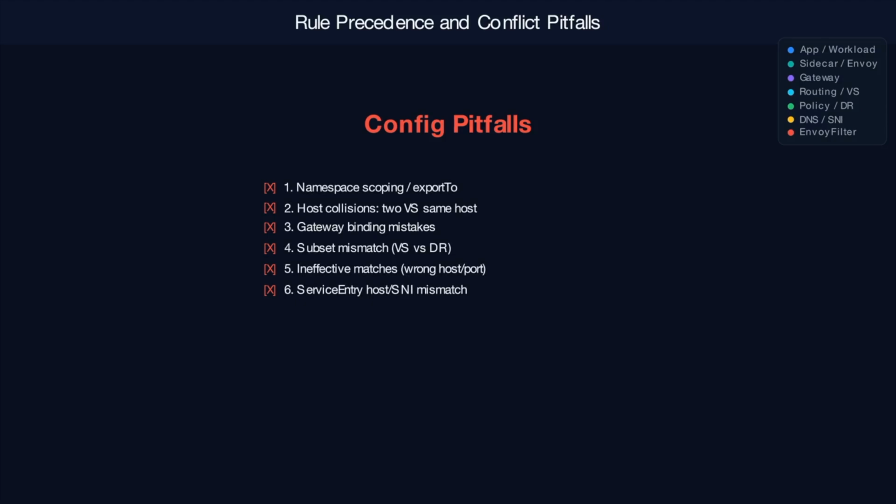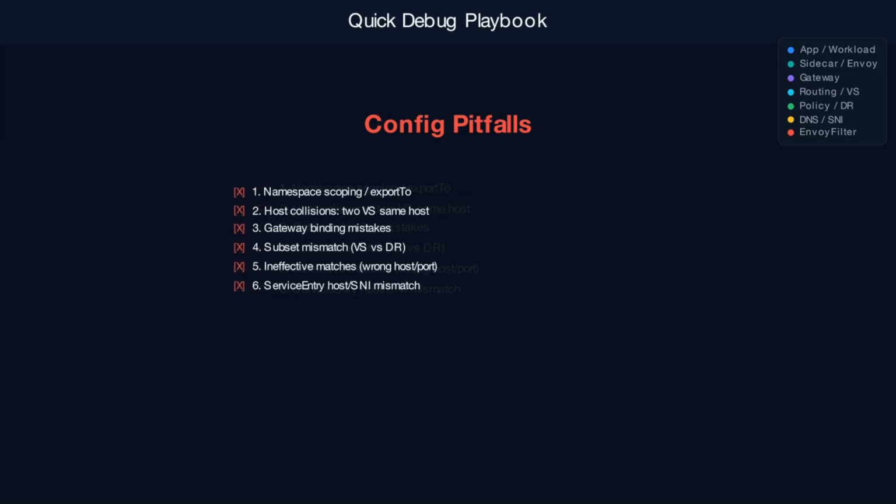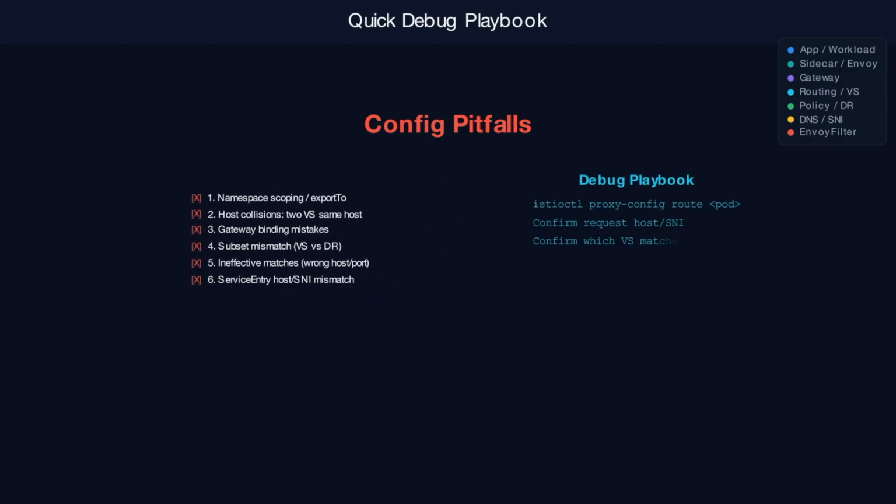Third, gateway binding mistakes. A virtual service not attached to the right gateway. Fourth, subset mismatch. Referencing a subset not defined in the destination rule. Fifth, ineffective matches. Wrong host header, wrong port, or protocol misdetection. Sixth, ServiceEntry host and SNI mismatch for TLS egress calls.